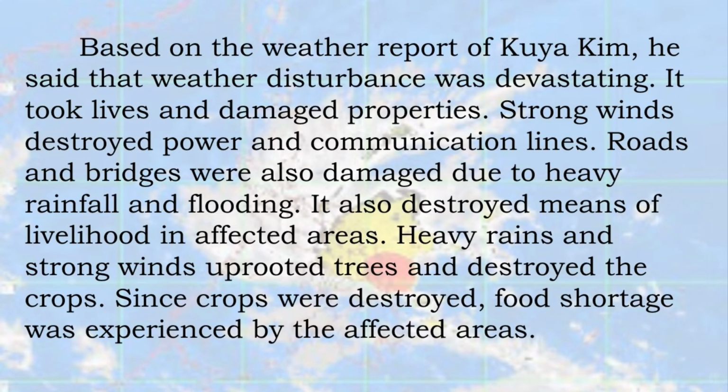Based on the weather report of Guayaquil, he said that the weather disturbance was devastating. It took lives and damaged properties. Strong winds destroyed power and communication lines. Roads and bridges were also damaged due to heavy rainfall and flooding. It also destroyed means of livelihood in affected areas. Heavy rains and strong winds uprooted trees and destroyed the crops. Since crops were destroyed, food shortage was experienced by the affected areas.